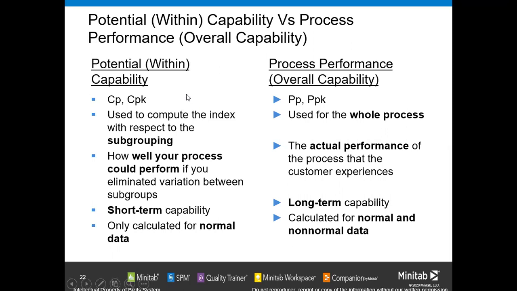between process potential and process performance. Okay, so in the potential we have CP and CPK. For the process performance we have PP and PPK. So for the CP, basically we respect the subgroups, subgrouping. For the PPK we go for the whole process. The CPK shows how well your process could perform, and for the PPK we consider that it is the actual performance.